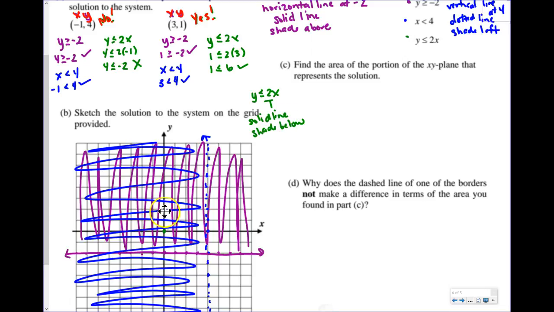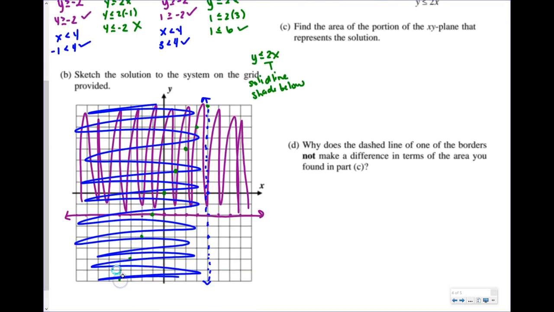So I'm going to go up 2 over 1, up 2 over 1, and keep going. I'm going to make more points down here and go down 2 over 1. So I make sure I'm filling out my whole grid. And I'm going to make a solid line here through it. And I'm going to shade below. Okay?